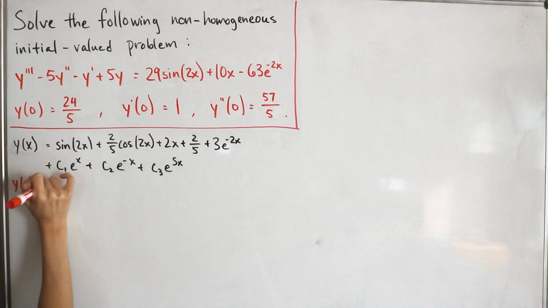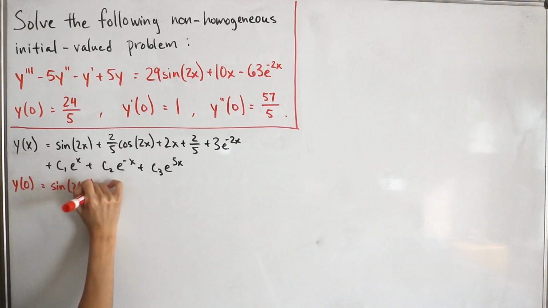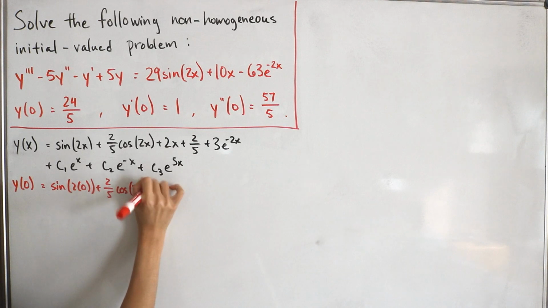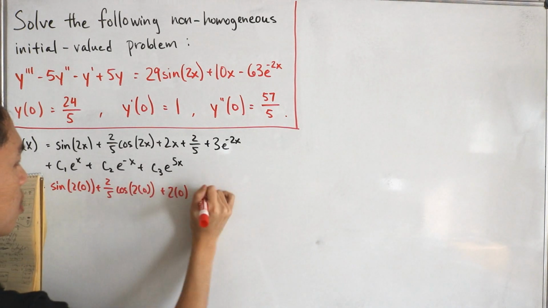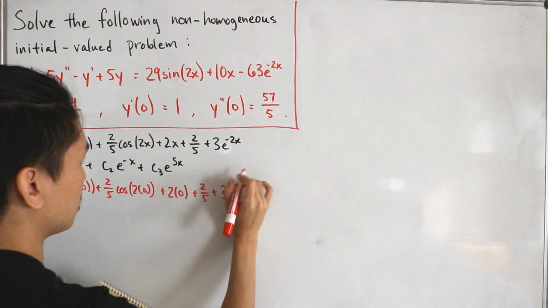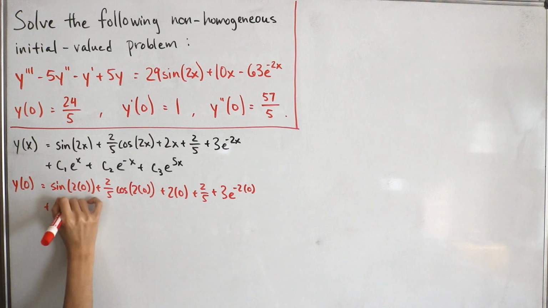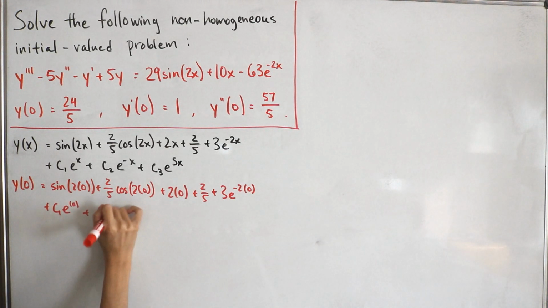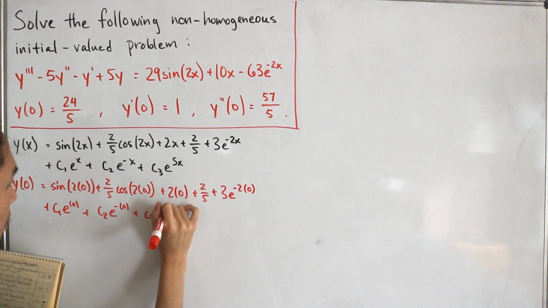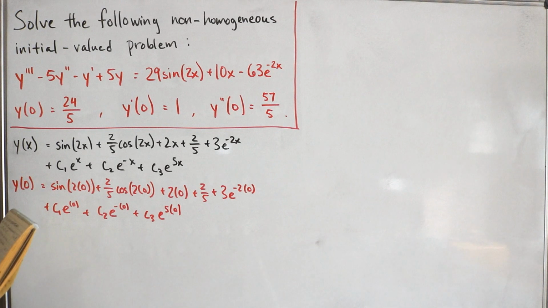So now what I have to do is plug 0 into our general solution over here. So I have y of 0, straightforward, so that means I have sine of 2 times 0, add this with 2 divided by 5, cosine of 2 times 0, add this with 2 divided by 5, plus 3, then times e to the negative 2 times 0, add this with c1 e to the 0 plus c2 e to the negative 0, and then plus c3 times e to the power 5 times 0. And of course, all this is set equal to 24 divided by 5.